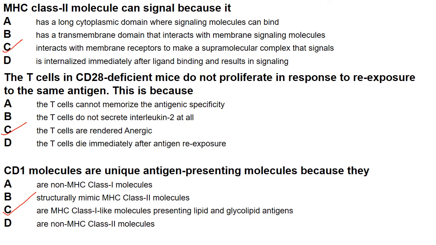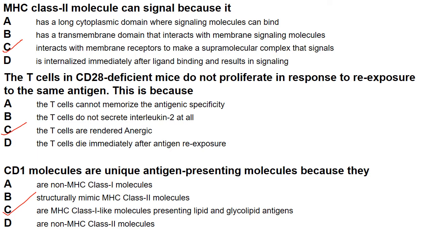Because the T cells in CD28 deficient mice do not proliferate in response to re-exposure to the same antigen. This is because the T cells are rendered anergic. Now what will happen under those conditions? TCR signaling without co-stimulatory receptors sufficiently activates only the calcium arm of the signaling, leading only to activation of NFAT, that is the transcription factor. Now the activated NFAT is unable to form transcriptional complex with AP1. This leads to NFAT forming complex with itself and working as transcription factor that induces anergy in the lymphocyte. So the answer here is option C, the T cells are rendered anergic.